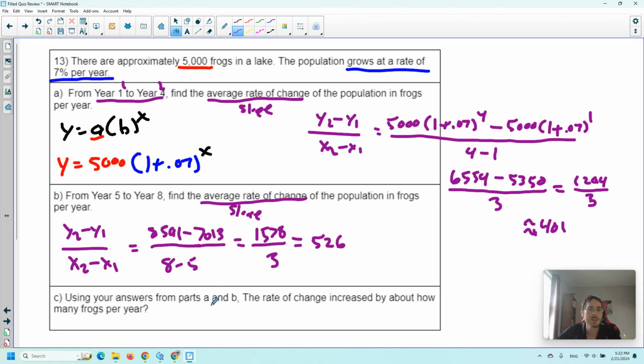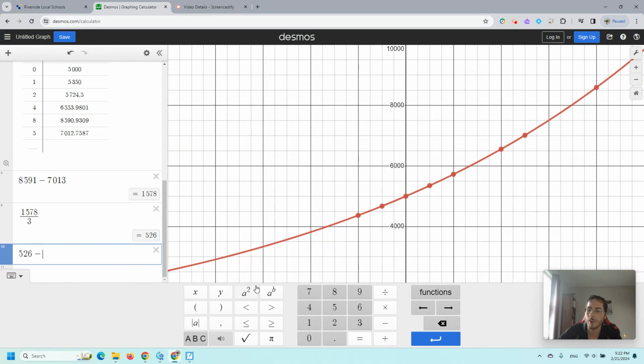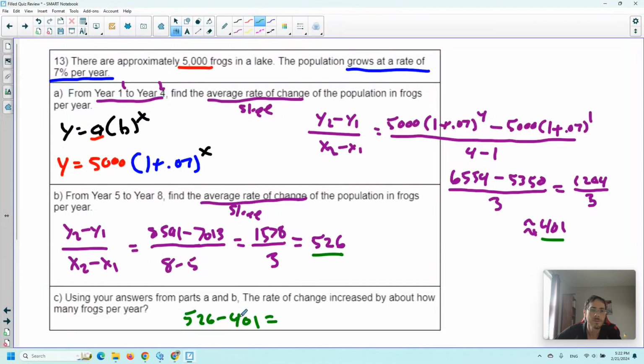All right, using your answers from part A and part B, the rate of change increased by about how many frogs per year? So what we're going to do is say, well, the rate of change went from 401 to 526. So 526 minus 401 should be 125, but we'll throw it in. 526 minus 401. So we get 125 frogs per year. So there we go.